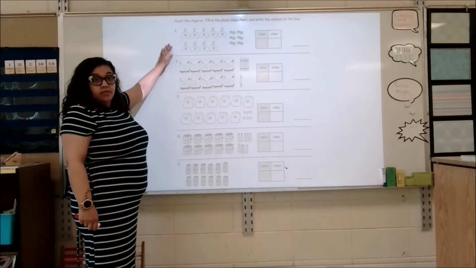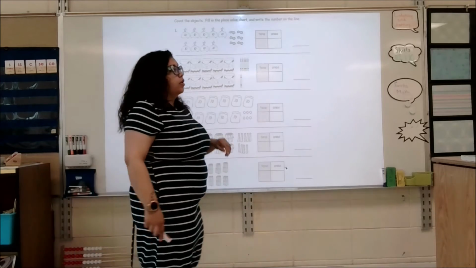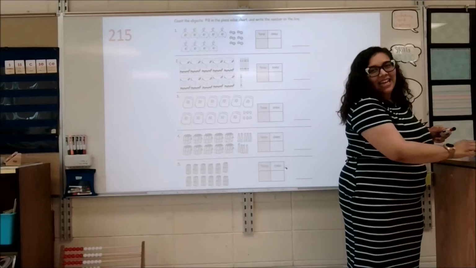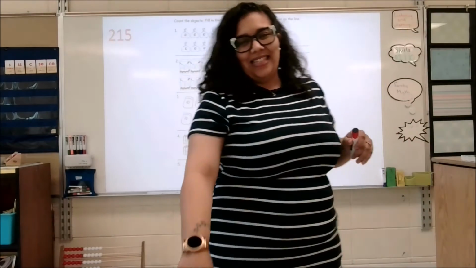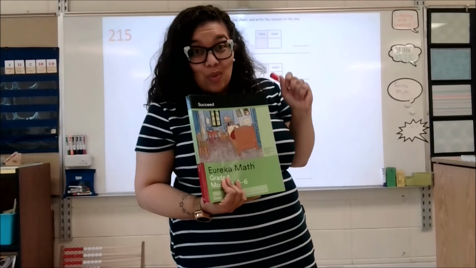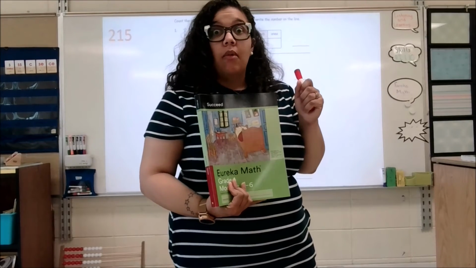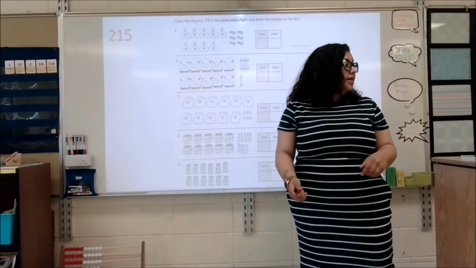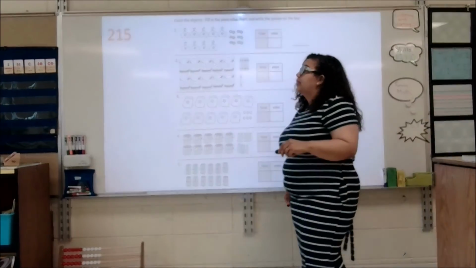These are peanuts. You don't know the page number because I kept it for myself. It's 215. The page number is in your Succeed book. Page 215. So that's 21 10s and 5 1s. 2, 1, 5. It's a lot of 10s.